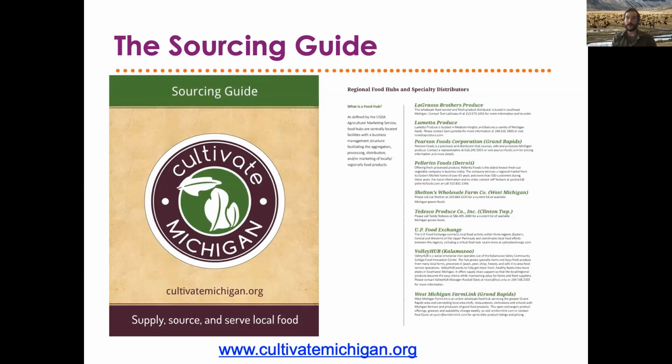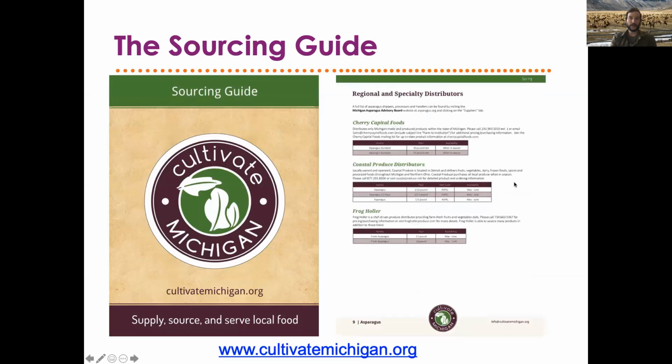It includes a directory of regional food hubs and specialty distributors where you can find specific local products. It also includes a directory of larger broadline distributors where you can find these products. And each product is listed out where all of the sourcing information is available for each specific product. So if you're looking for things from a specific distributor, you can do it that way. Or if you're looking for what are all my options for this specific product, you can also do it that way.